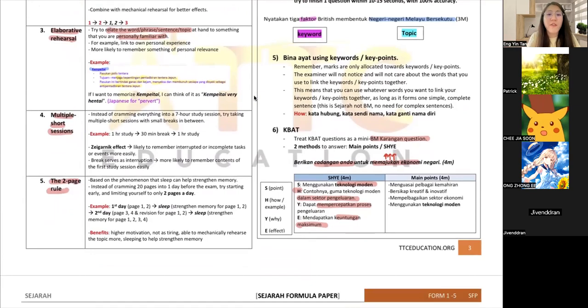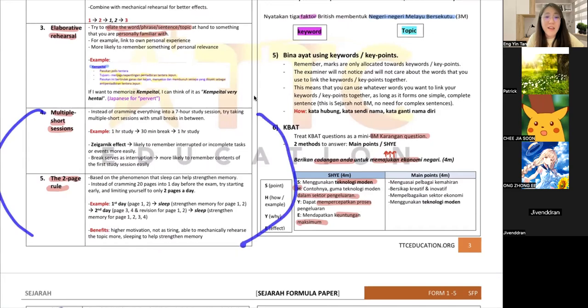Okay, number 4 and number 5: multiple short sessions and the 2-page rule. This one depends on your own personal interest, I would say, because different people have different styles of reading and revision. Some people prefer to read every day. I had a student just now in the Mandarin class who asked me, teacher, how do I memorize every single word in the notes or from the textbook? I want to memorize everything from the textbook. Now, if you seriously want to go to that level, you can do that. You can basically just apply this every day.